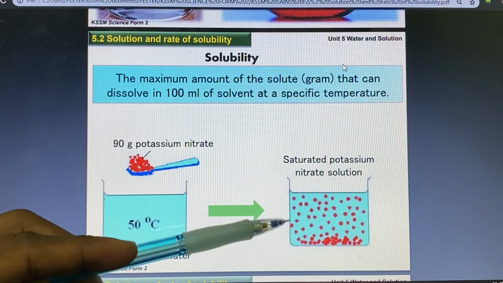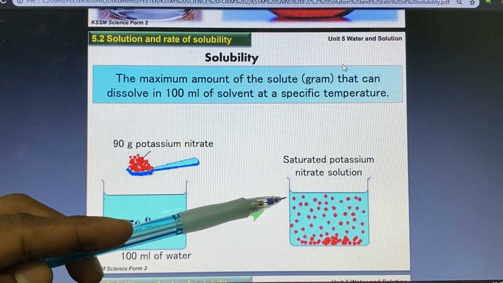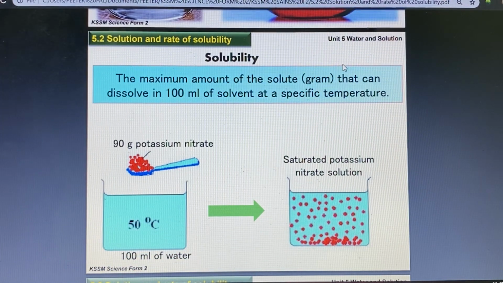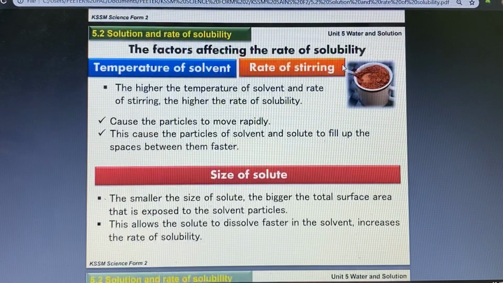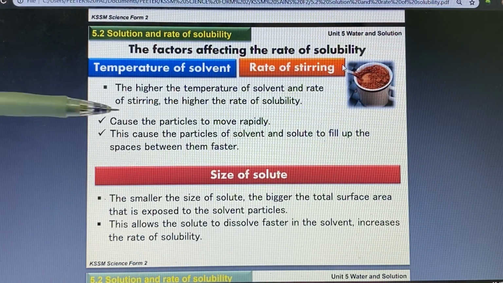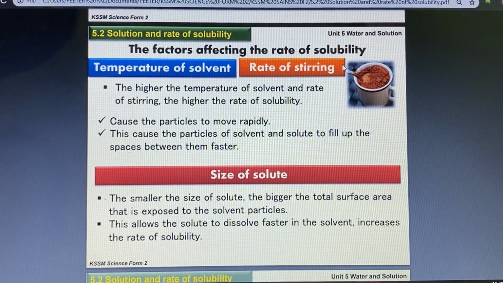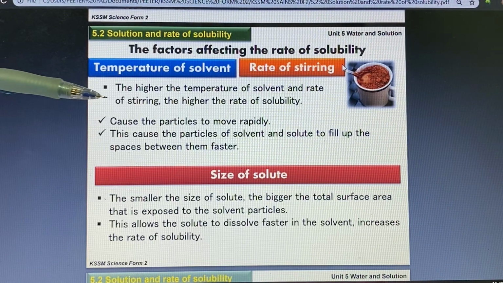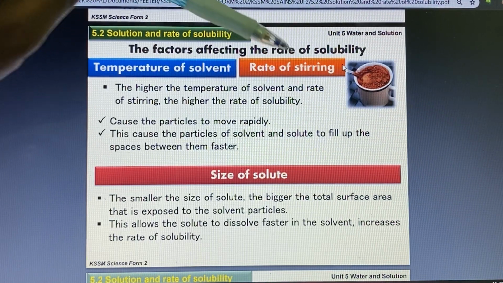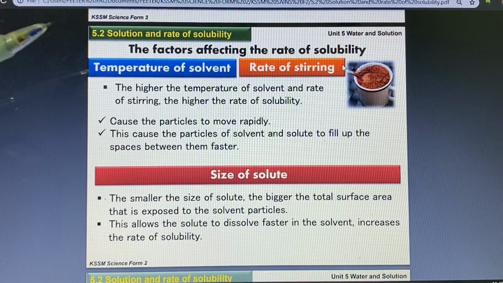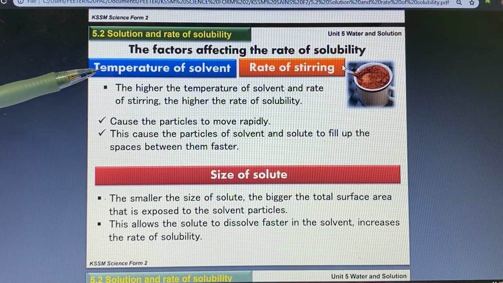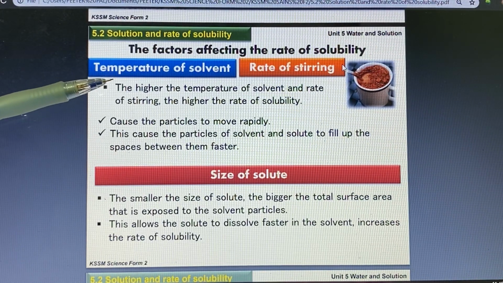And you will get a solution, a saturated potassium nitrate solution. And then we see here, when substances are dissolving, what are the factors that affect the rate of solubility? It's the temperature of the solvent, rate of stirring, and size of solute. Very simple. When you increase the temperature, the solute or the substance will dissolve easily, very fast.